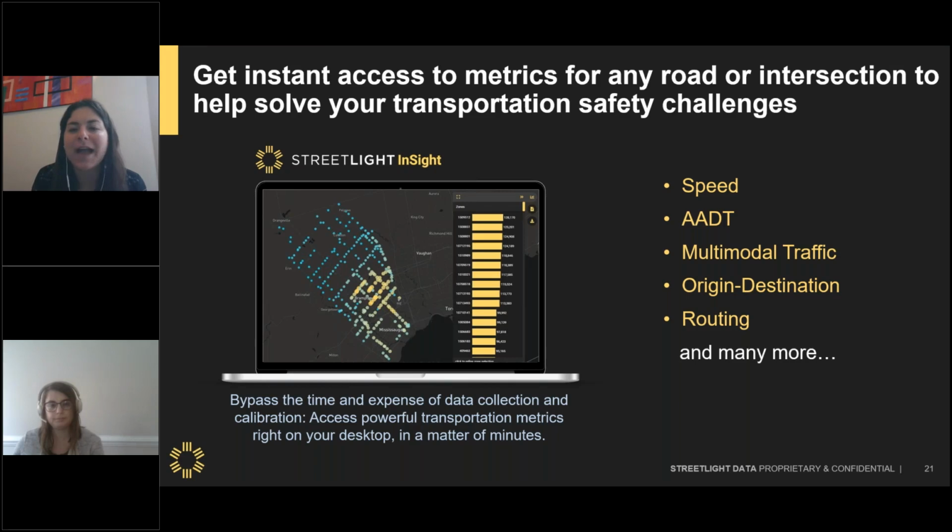Instant access to metrics for any road or intersection can help solve transportation safety challenges. As we mentioned earlier, tackling safety is more than just vehicle volume and crash volume. With Streetlight Insight, you also have access to speed data, multimodal traffic, OD, routing, demographics, and more. And reach out to us to learn about all of our safety offerings.